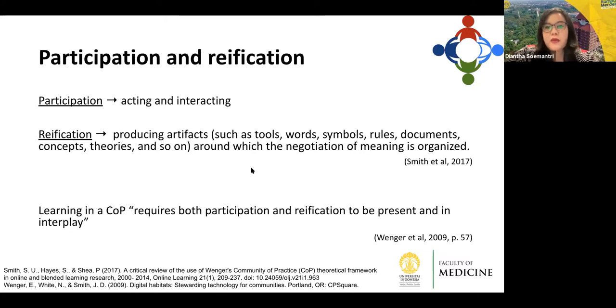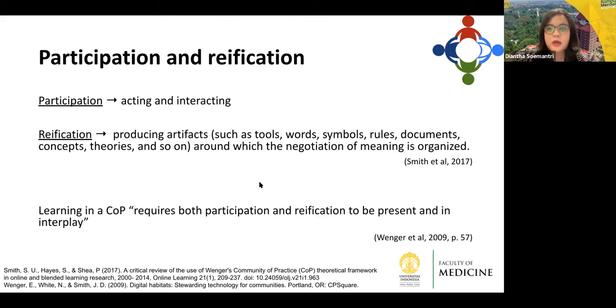But a good community of practice will involve interaction amongst all the members, including the senior and the junior members. And after the participation, there will be reification, where the community of practice will produce artifacts, theories, concepts, documents, and so forth. So Wenger emphasized that learning in a COP requires both participation and reification to be present and in interplay. So all the members of the COP need to interact with each other, share knowledge, ask questions, discuss, and then maybe argue about something.